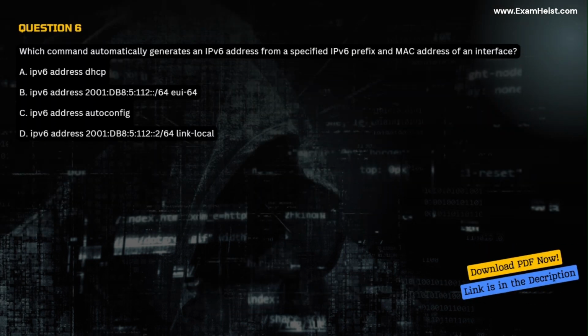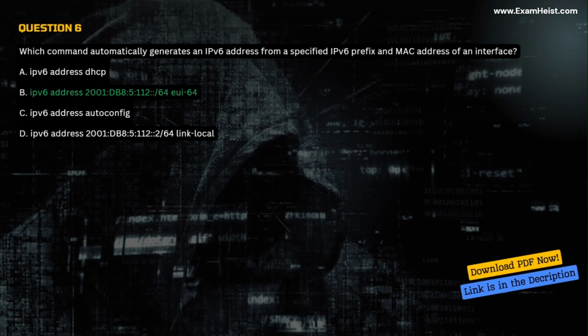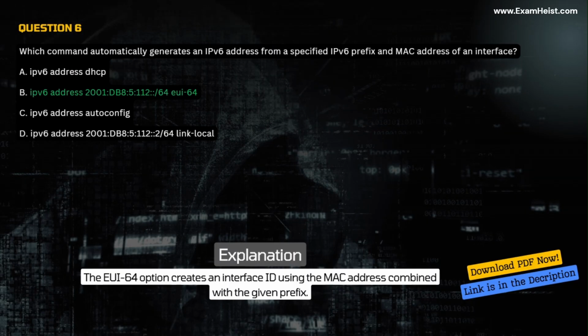Question 6. Which command automatically generates an IPv6 address from a specified IPv6 prefix and MAC address of an interface? A. ipv6 address dhcp. B. ipv6 address 2001:DB8:5:112::/64 eui-64. C. ipv6 address autoconfig. D. ipv6 address 2001:DB8:5:112::2/64 link-local. Correct answer: B. ipv6 address 2001:DB8:5:112::/64 eui-64. Explanation: The EUI-64 option creates an interface ID using the MAC address combined with the given prefix.